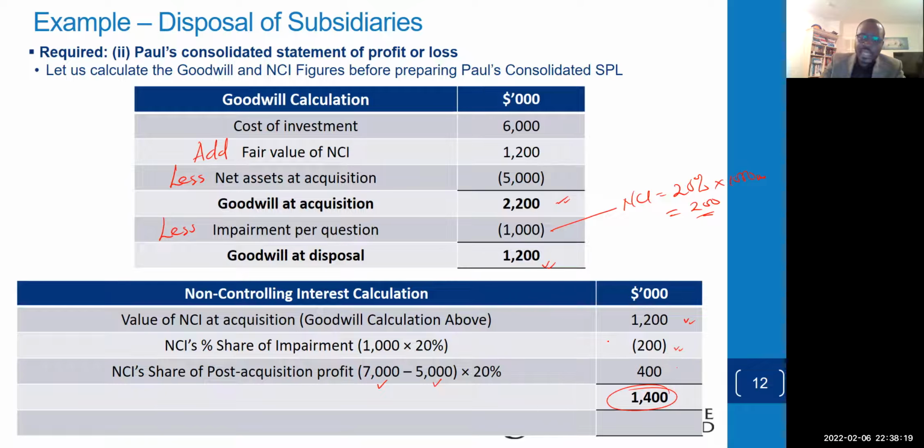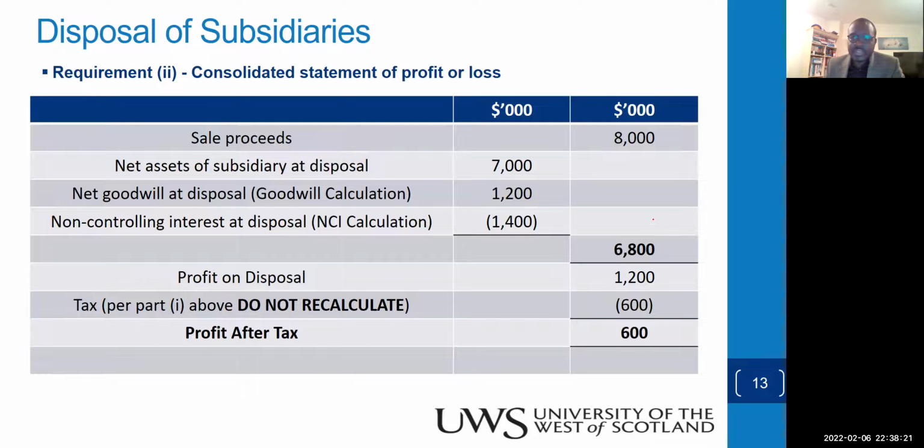So finally, we can now prepare the profit. At the date of disposal, what was the net assets of the company? 7 million. Goodwill at disposal is also part of the assets, so add it to the net assets of the subsidiary. Non-controlling interest, subtract it. It's not yours; it belongs to external parties, third parties. Then we get this.